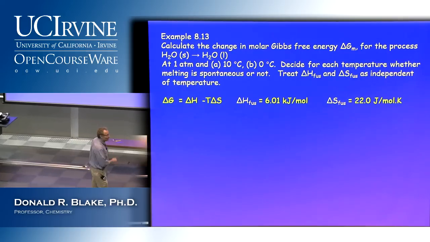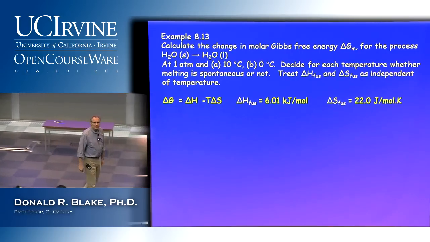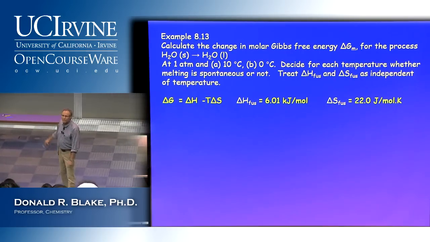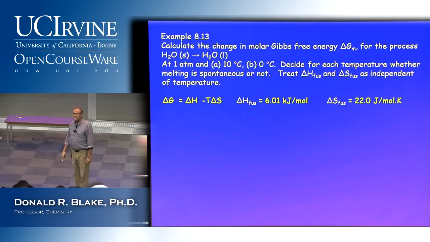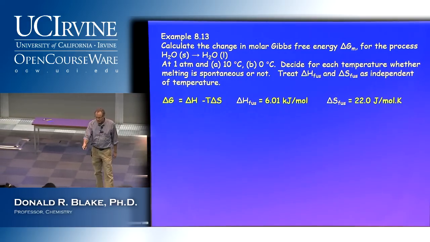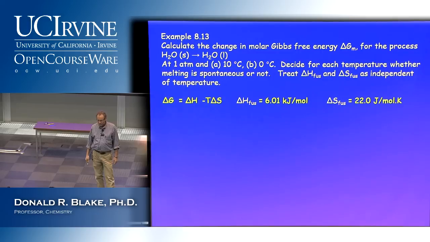So, look at the question. What is your gut feeling? What am I really asking here? What am I really asking? Okay, yeah, I'm asking for the delta G, I think. Calculate this. How many got an answer for 10 degrees? Okay, what do you get for 10? Negative 216 joules. Okay, that's wrong.